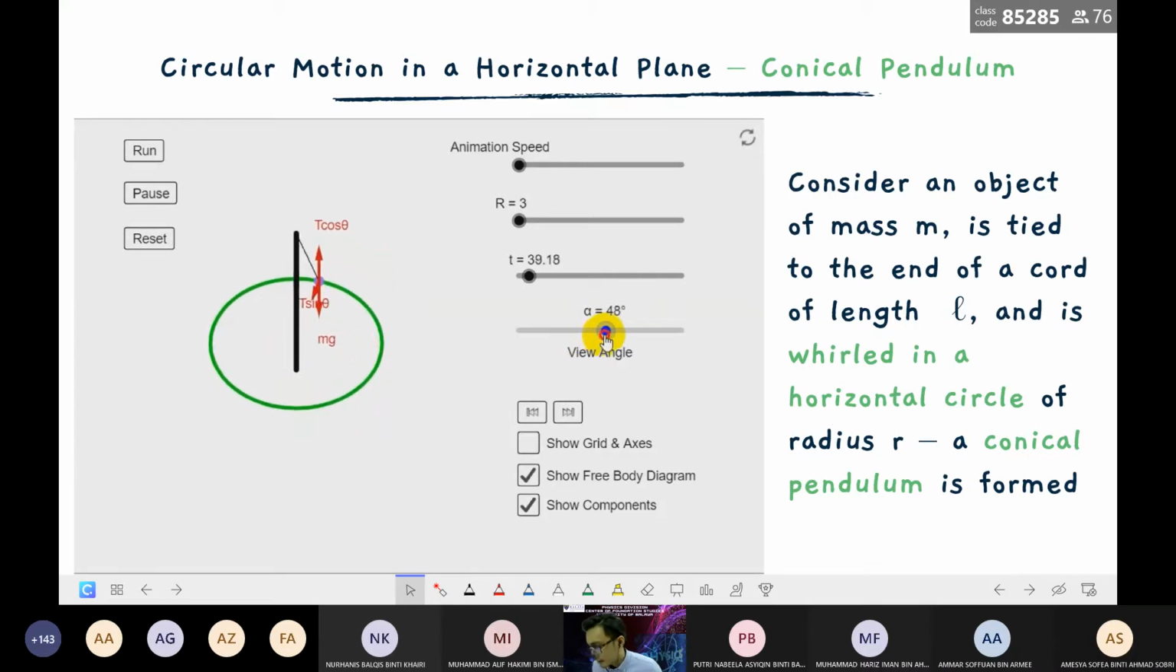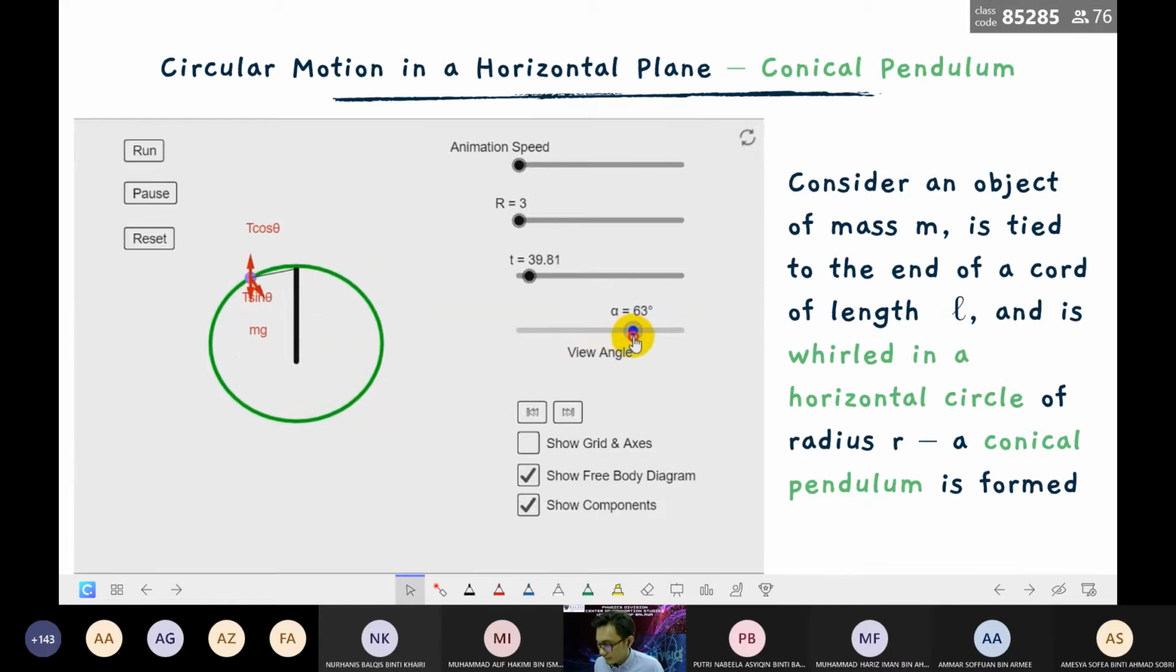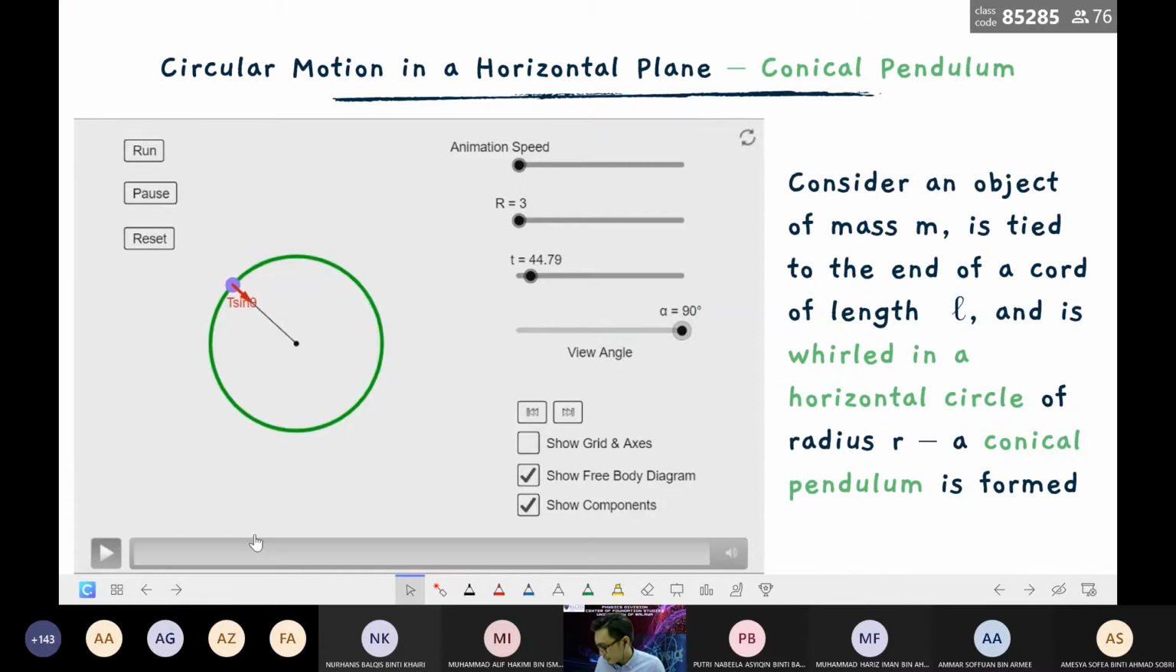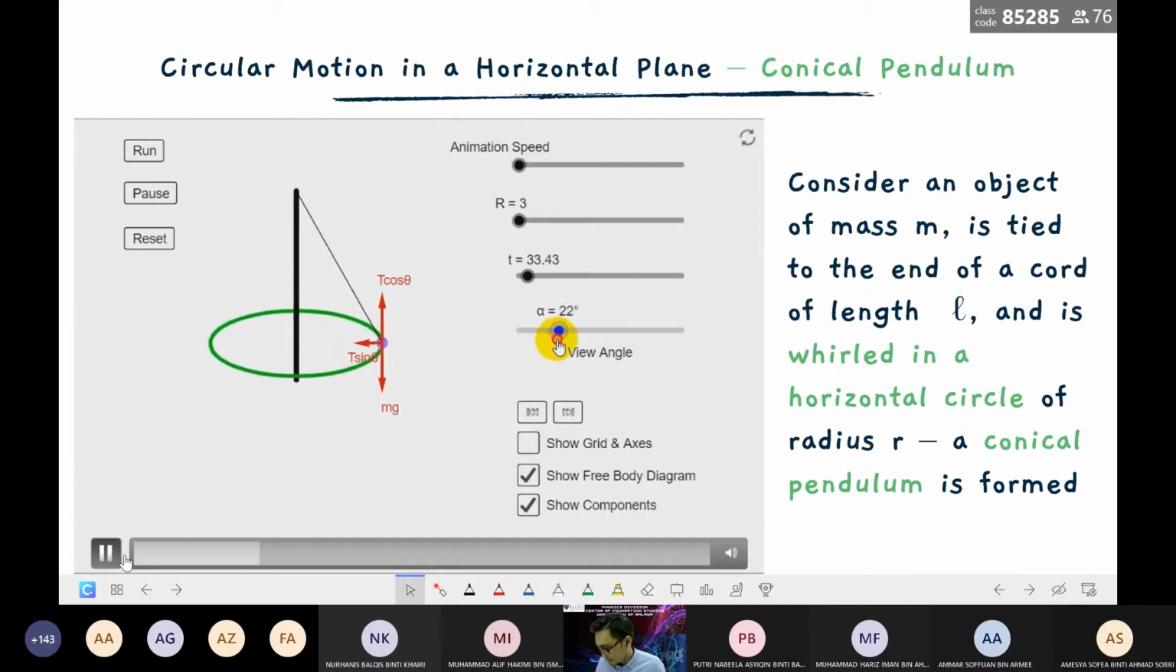Dan kita boleh nampak the resolution of the force yang ada adalah daripada T cos theta, T sin theta and also mg. Okay, ini adalah daripada top view, daripada bird view. Kita boleh nampak that only T sin theta sahaja yang provide our centripetal force. Okay, kenapa T sin theta? I will explain after this. Let me replay at this point.